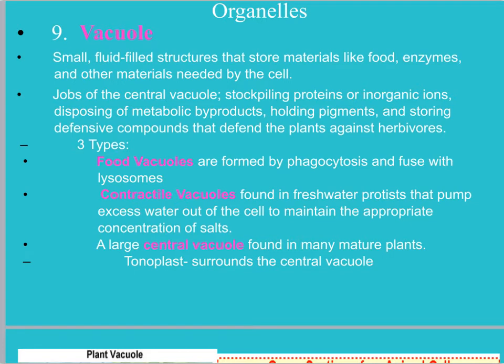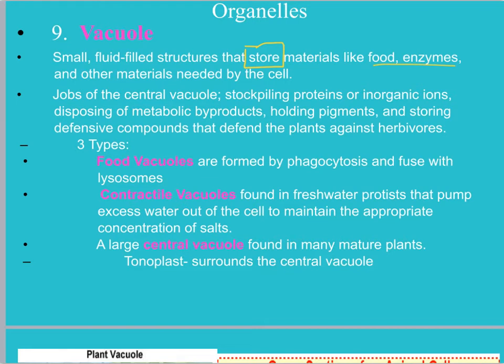Vacuoles, what they look like depends on what kind of cell you're in. They look very different for plant cells versus animal cells, but they do both have them. In an animal cell, they're going to be very small, fluid filled structures, but their main function is storage. They store food, water, enzymes, lots of things. So they store stuff. Now, a centralized vacuole is going to be more for a plant cell. But anyway, this is all the things that they could do.